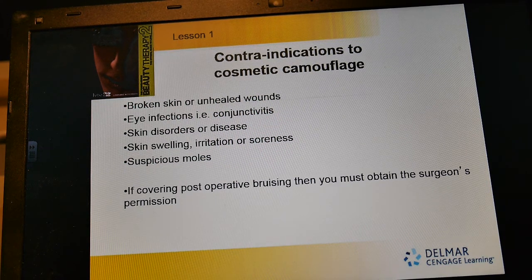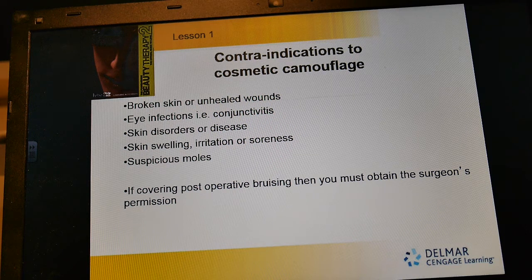When it comes to contraindications, what I'd like you to do is research a little bit more and look at your essential knowledge disease and disorders assignment. Okay, this will help you remember some of the skin disorders or diseases that would prevent or restrict you from performing a cosmetic camouflage treatment. You really want to make sure that you understand and you know what to look out for when it comes to any contraindications that would prevent this from happening.